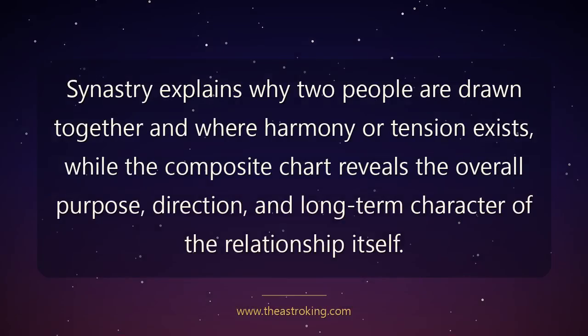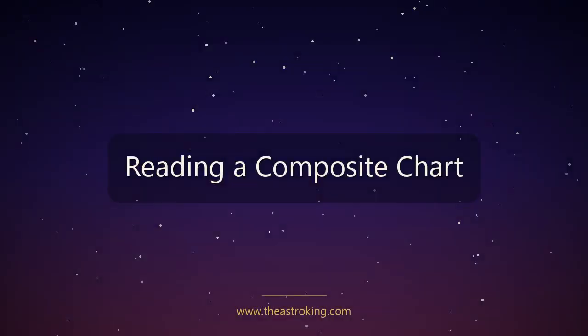Synastry explains why two people are drawn together and where harmony or tension exists, while the composite chart reveals the overall purpose, direction, and long-term character of the relationship itself. Reading a composite chart.